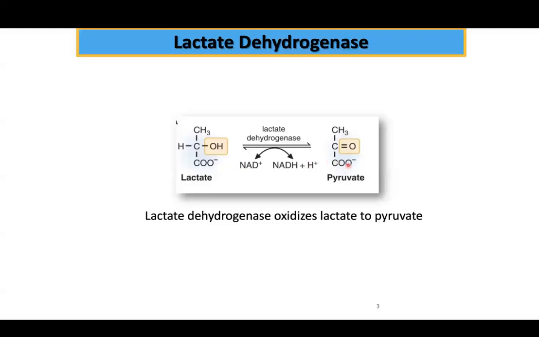Again, it's reversible. So pyruvate, the oxidized form, can go back and give you lactate, the reduced form, and also that coenzyme NAD+, which is the oxidized form. So lactate dehydrogenase oxidizes lactate to pyruvate, but it is reversible. It can go pyruvate to lactate as well.